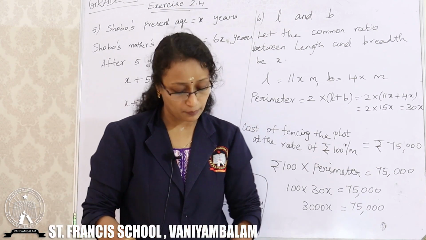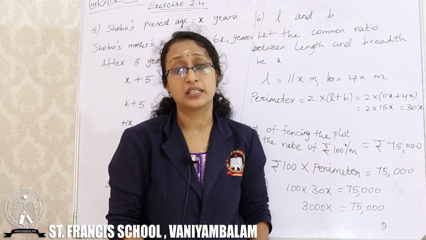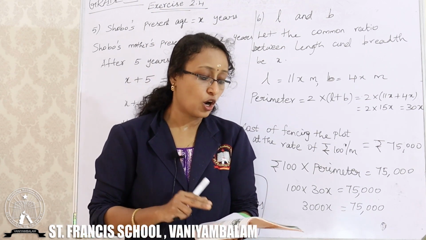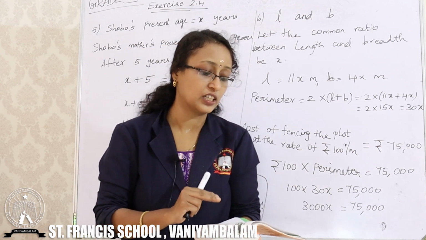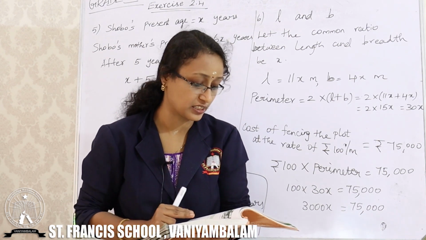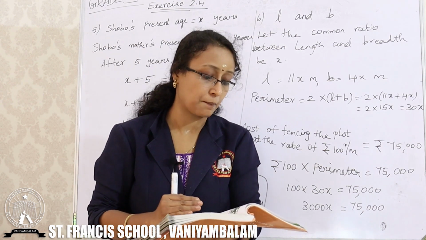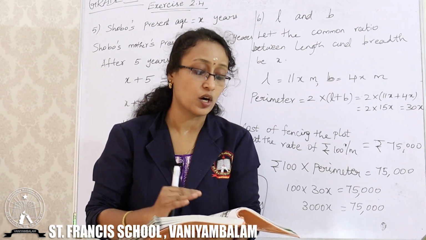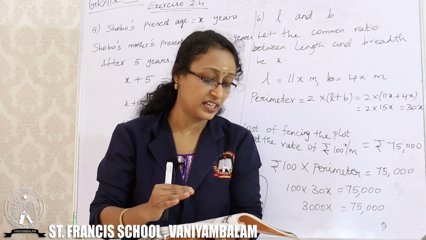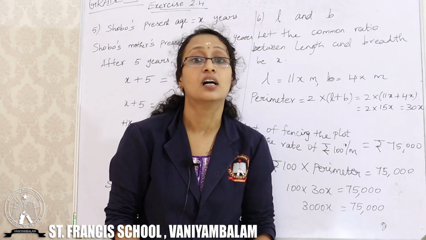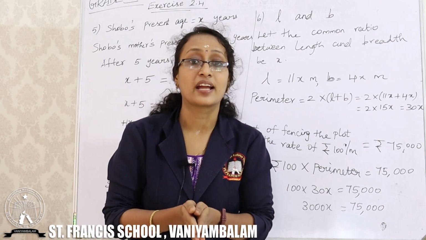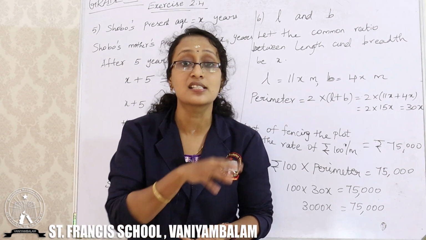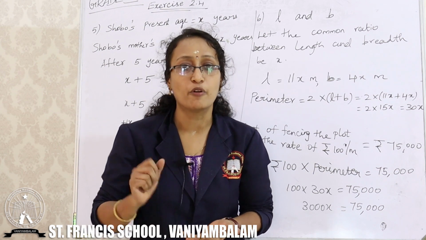Next problem, problem number 8, page number 32. You can take the problem number 8. Half of a herd of deer are grazing in the field and 3/4 of the remaining are playing nearby. The rest 9 are drinking water from the pond. Find the number of deer in the herd. So we have to find the total number of deer in the herd. Herd means group. So there is a group of deer.